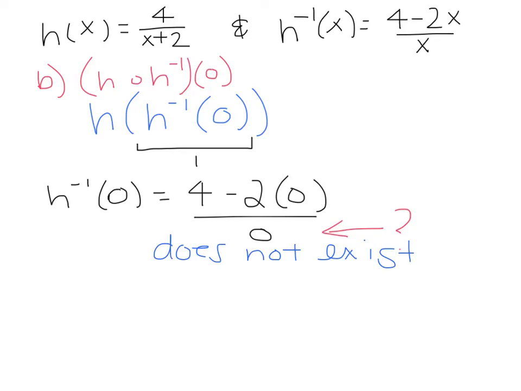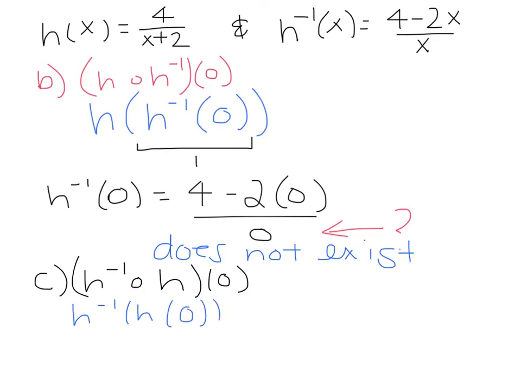So let's see if I can squeeze the last part in here. So this time I want you to do the inverse of h, and then we're still going to plug in 0, okay? So again, I'm going to rewrite this. The inverse of h, oops, my bad, of 0. Again, start inside the parentheses first. So h of 0 equals 4 divided by 0 plus 2, which is 4 divided by 2, which is 2.